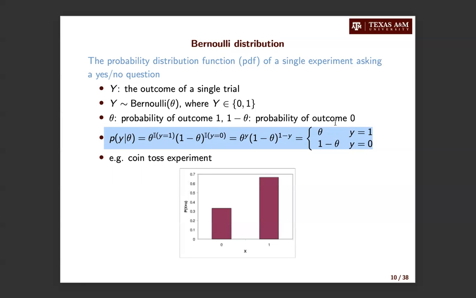Now, instead of having this complex expression here that mathematically will be difficult to handle, we can summarize this expression as is being reflected here. So essentially, when y equals 1, the result of this will be theta. When y equals 0, the result of this will be 1 minus theta.